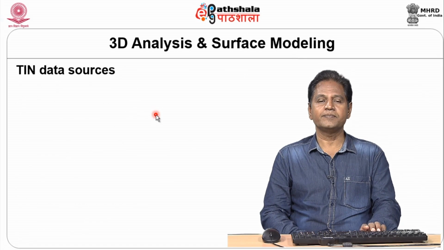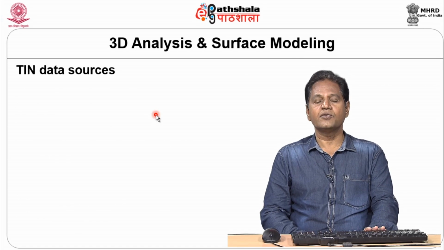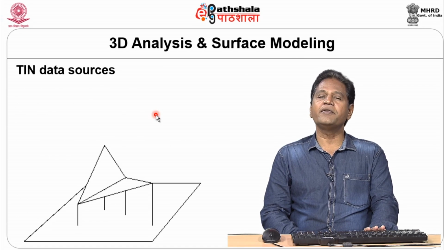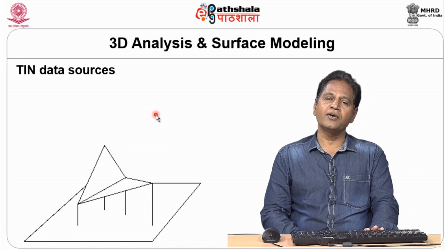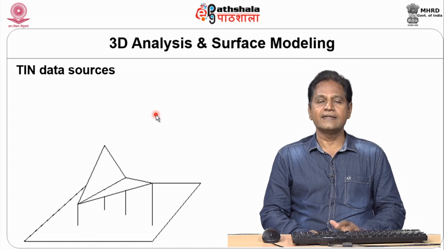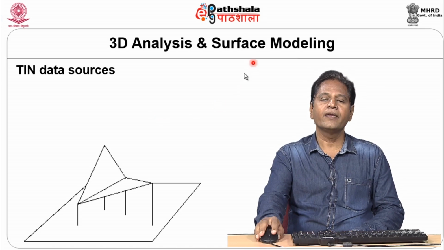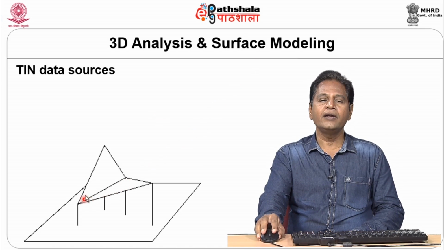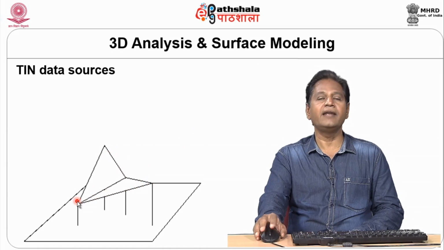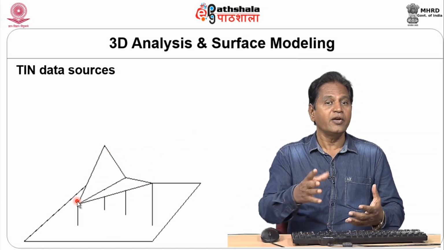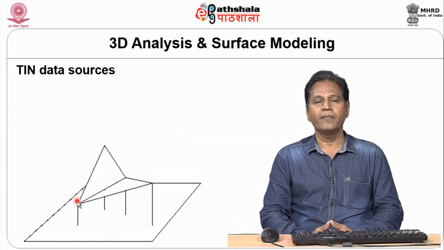TIN data sources, I was telling you, triangulated irregular network. One of the major things we try to do is create or generate what are called irregular triangles. There will not be any regular triangles in a TIN. As you see here, you have triangle 1 and triangle 2, just joining points of various elevation. When you join them, the points are not equally spaced, which you have to bear in mind.